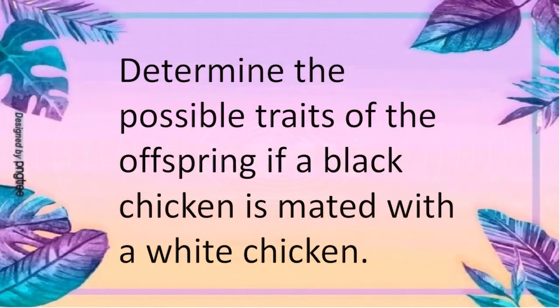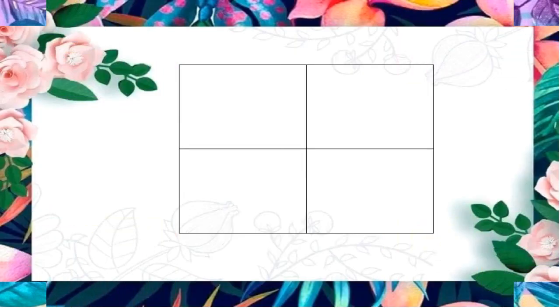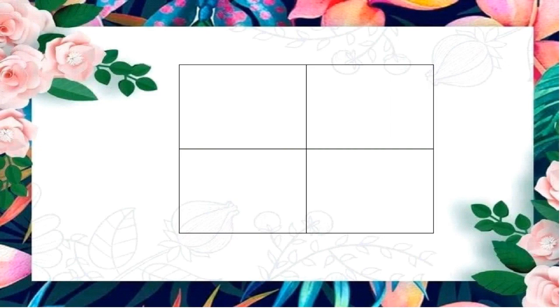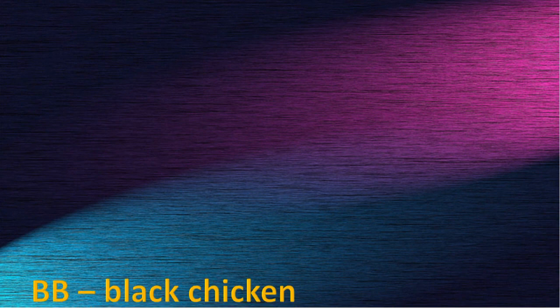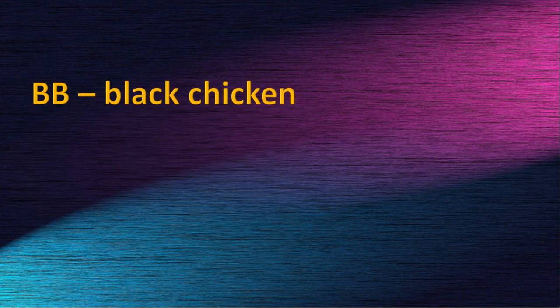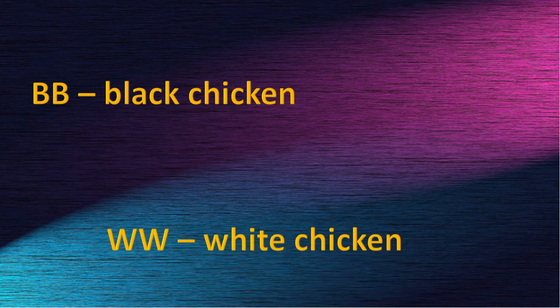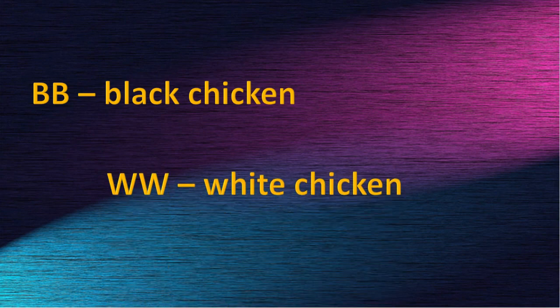The problem is, determine the possible traits of the offspring if a black chicken is mated with a white chicken. First thing to do is to construct a Punnett square. After that, we're going to identify the genotypes of the parents. Let's assign BB, all in capital letters, for the black chicken, and WW in capital letters for the white chicken.